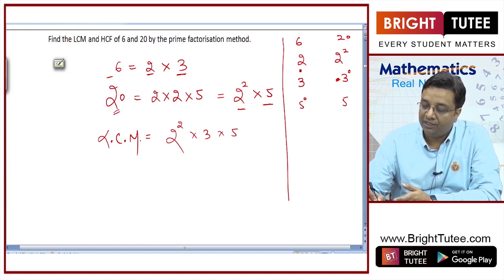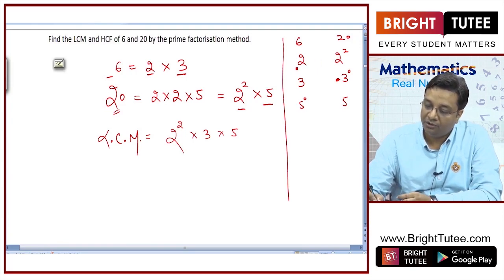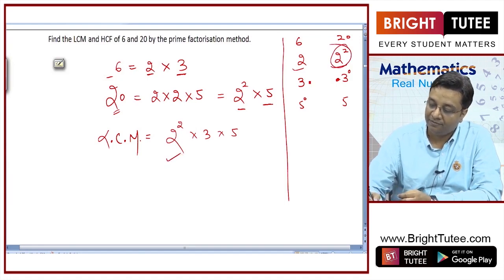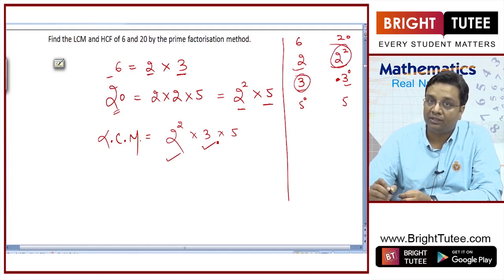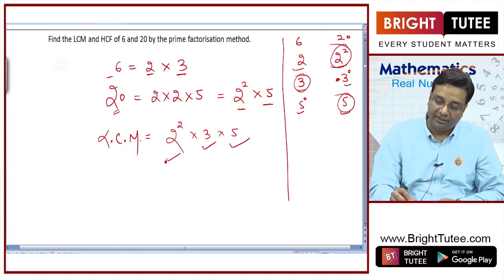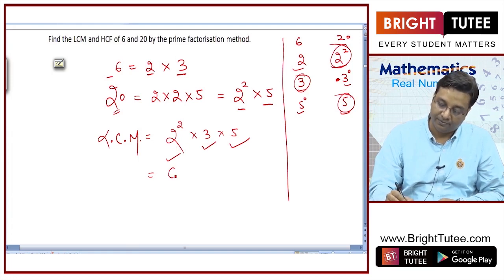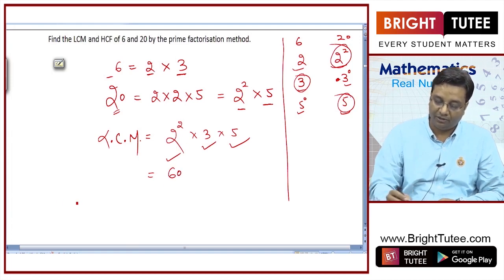1 can be written as 5 raised to power 0, or you can say that 5 is not present here. Now we will select higher powers of primes. So out of these two, which is the highest power? 2 raised to power 2, so I have selected that. Out of these two, higher power is 3 raised to power 1, so it got selected. And out of these two, 5 raised to power 1 got selected for LCM, right? So this is the LCM, and what is this number? 3 into 5 is 15, 15 into 4, 60, right? So 60 is the LCM of 6 and 20.